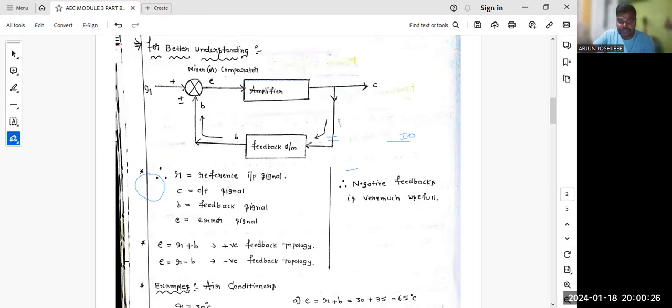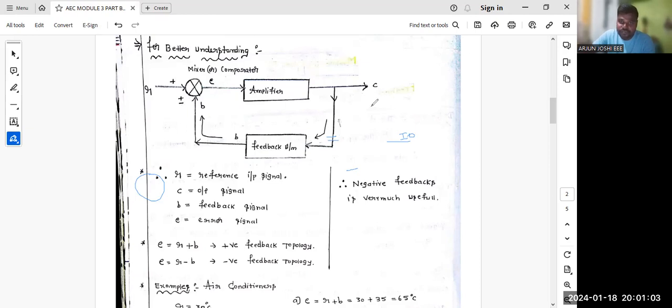Now I am going to explain the detailed analysis of this feedback amplifier. Students, what do you mean by this R, C, B, E? Already mentioned, negative feedbacks are very much useful. In 90% of applications we are going to use negative feedback. How can we write down E? E has two inputs, R and B, whether it may be plus or minus. If it is a positive feedback amplifier, we can take plus. If it is a negative feedback amplifier, we need to take minus.